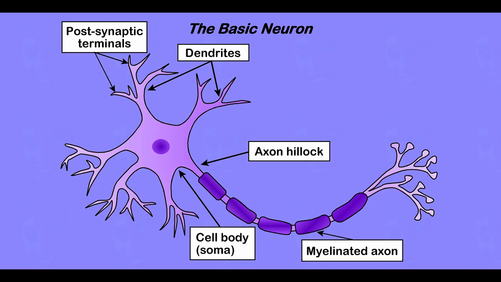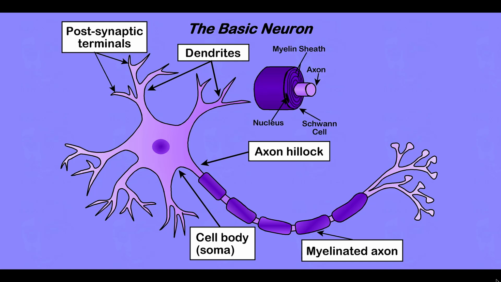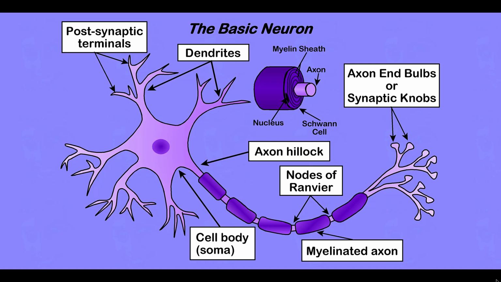Some, but not all, neurons in the human nervous system are myelinated. They are covered with myelin thanks to their cooperative relationship with glial cells or Schwann cells. Those cells wrap themselves around the axon and act as a sort of insulation for the axon. The gaps in between those bits of myelination are called the nodes of Ranvier. And when the axon then reaches its destination, it breaks off into terminal fibers and ends in axon end bulbs or synaptic knobs.